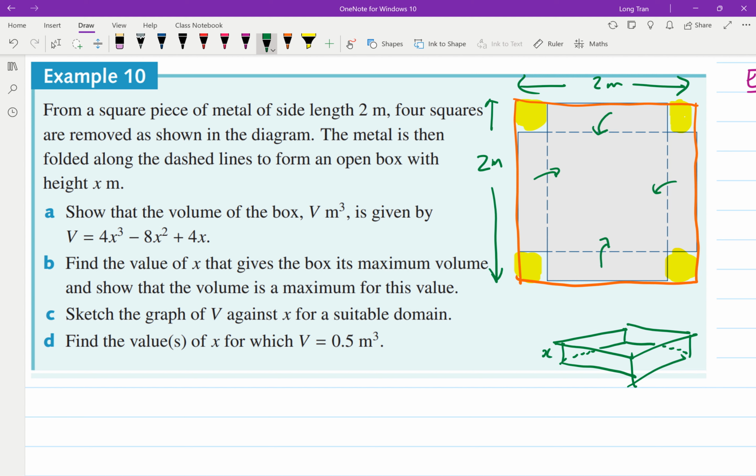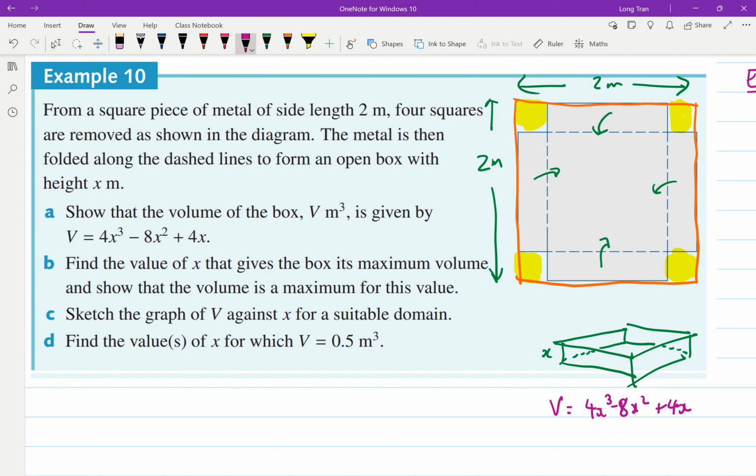Okay, because they said the height of the dimension is x. Now they're saying show that the volume of this box, so prove in part 1 that the volume is equal to 4x cubed minus 8x squared plus 4x. So you're going all the way back to your junior mathematics.